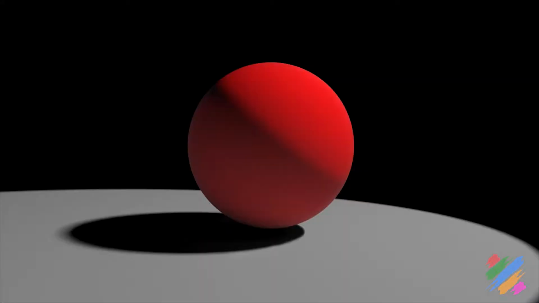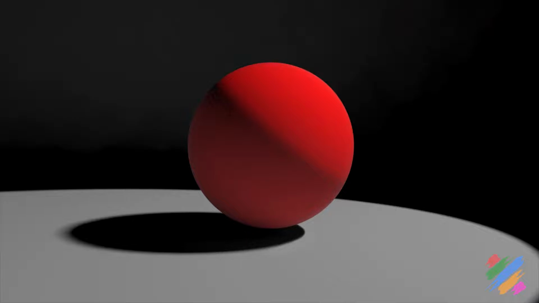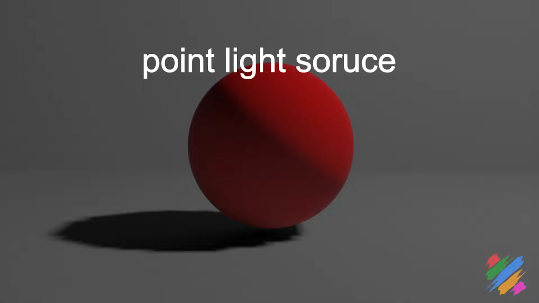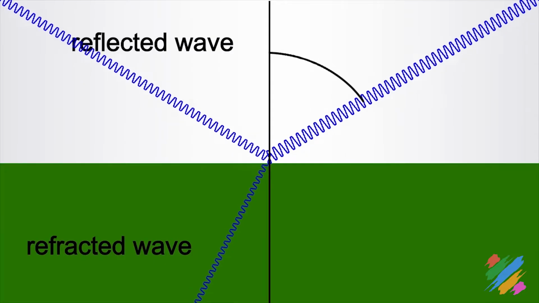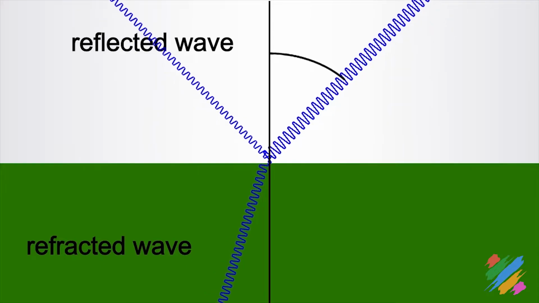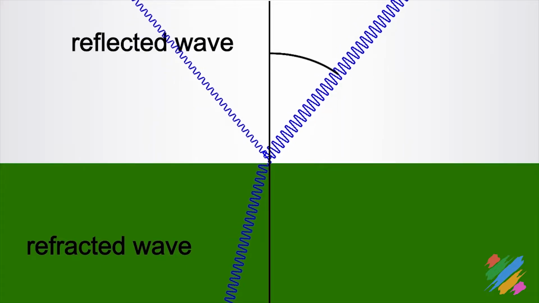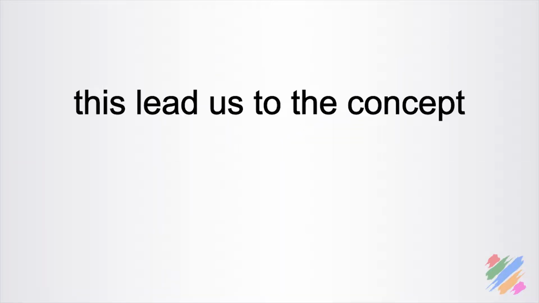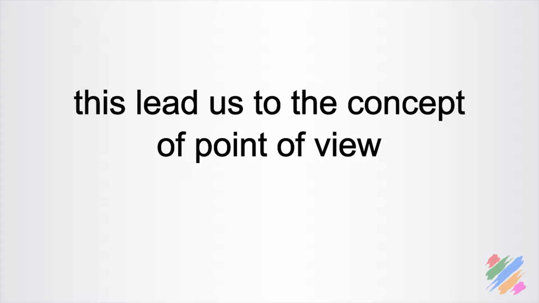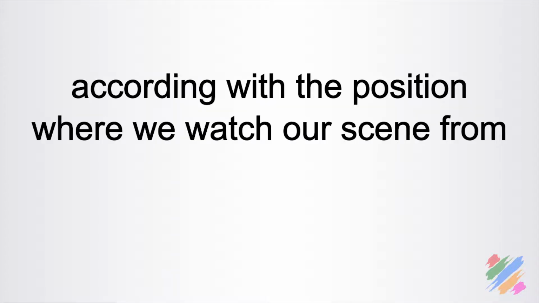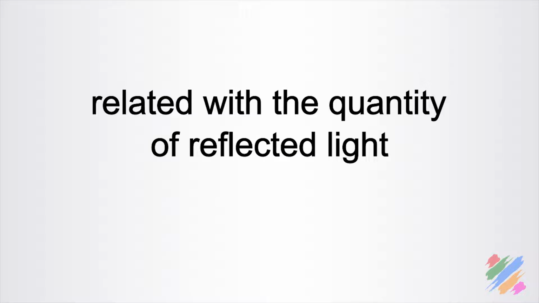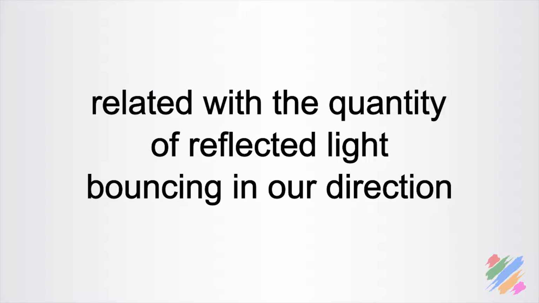Now, if we add another plane behind our sphere, this is what we would see using a spotlight, and this is what we would see using a point light source. We have seen that according to the angle with the external surface, the light will bounce in different directions with different intensities. This leads us to the concept of point of view. According to the position from which we watch our scene, we're going to see it with a unique color distribution related to the quantity of reflected light bouncing in our direction.